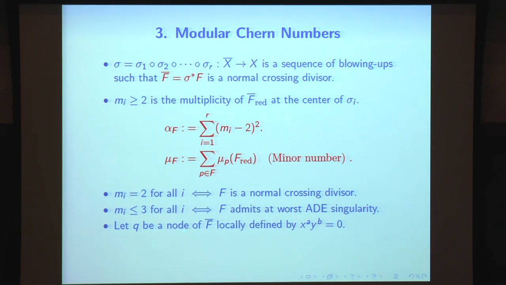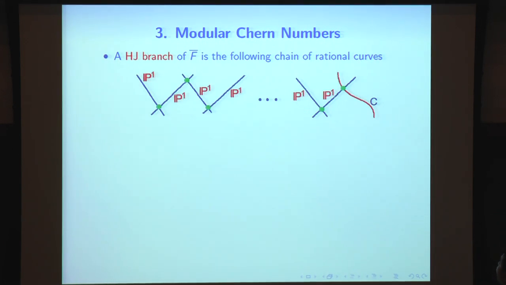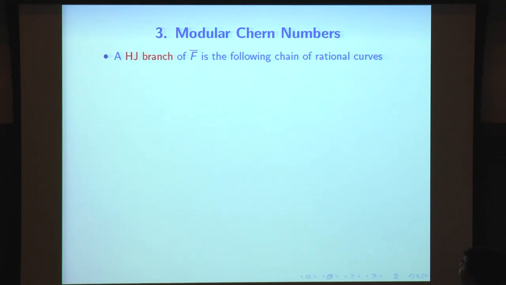If Q is a singular point of the normal crossing model, locally defined by this equation, then we can define our beta Q. Beta Q is defined by this. The inverse of this one can be viewed as the height of a rational number, B over A. So this is some kind of height for rational numbers.